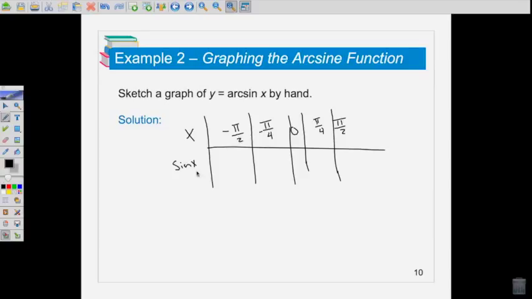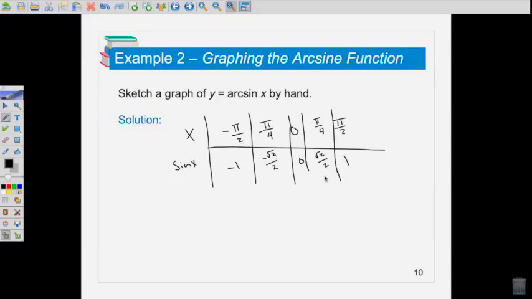Okay, and I could just plug in what is the sine of negative pi over 2? Negative 1. What is the sine of negative pi over 4? Negative square root of 2 over 2. What is the sine of 0? That is going to be 0. What is the sine of pi over 4? That is going to be the positive square root of 2 over 2. And what is the sine of pi over 2?